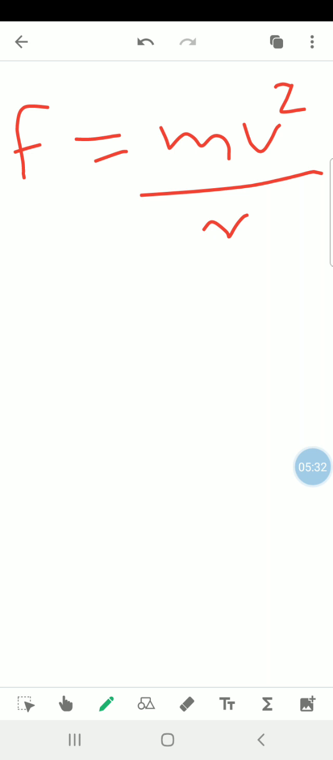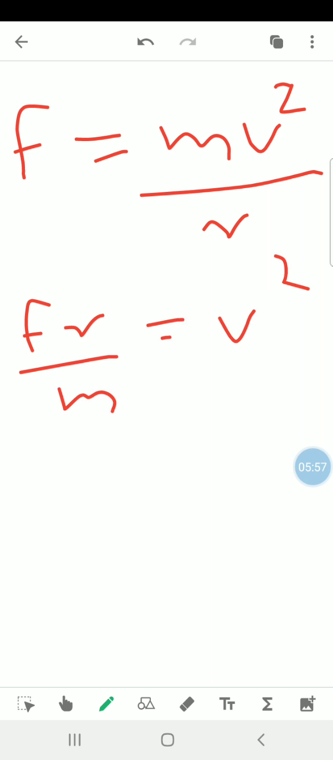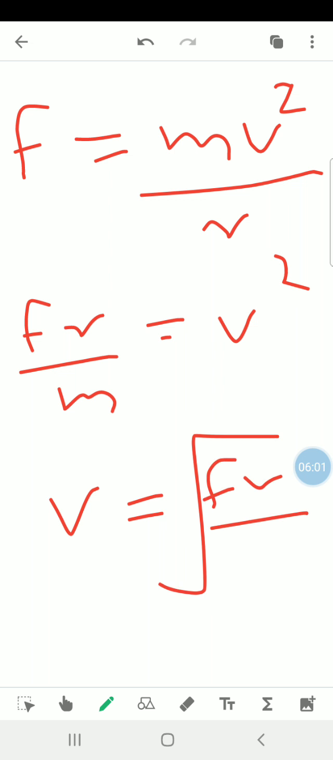Now what do we need? We need v. So what we can do is substitute the values and then finally make v the subject, or else we can directly make v the subject. I think it is going to be much easier for you. So what I'm going to do is cross multiply, then I will get f into r, and m comes down here, is equal to v squared. Then v is going to be the square root of fr divided by m. I hope you understood that.